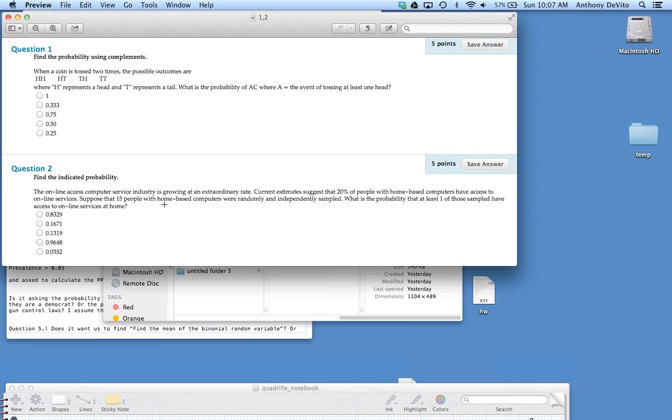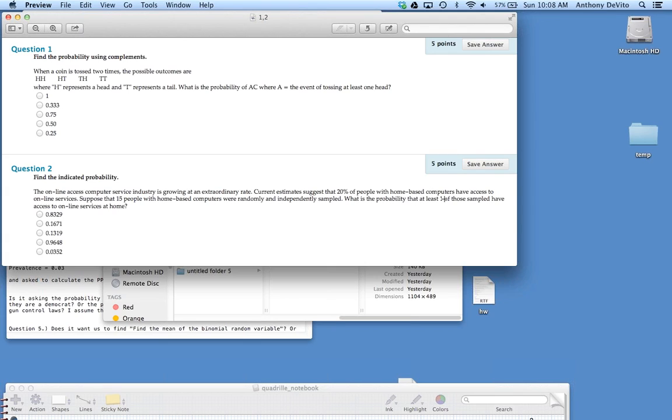Two ways I could approach this. One way is to say, well, 20%, maybe this is a binomial problem. They have it or they don't have it. That sounds like a possibility. If I sampled 15 people, they would be asking what's the probability that at least one of those samples has access to the online service? Well, I know that I can use a binomial distribution in Excel, with cumulative either true or false.